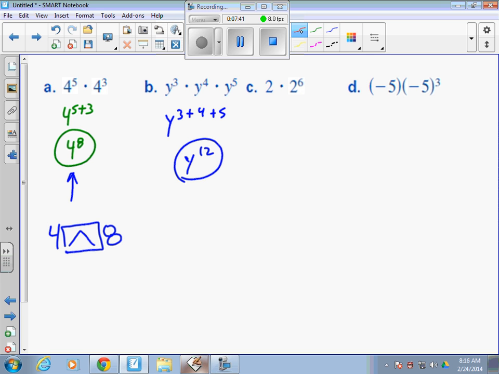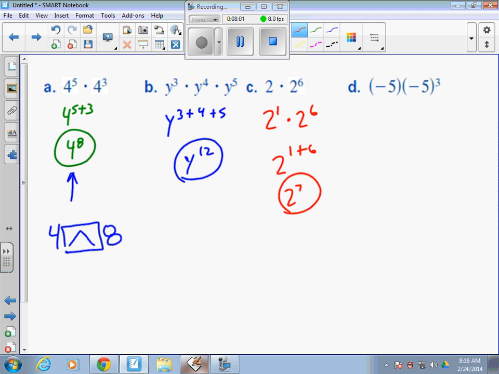Letter C says 2 times 2 to the 6th. What you have to remember is that any exponent that is not shown is known to be 1. So that says 2 to the 1st times 2 to the 6th, which is 2 to the 1 plus 6, or 2 to the 7th power.